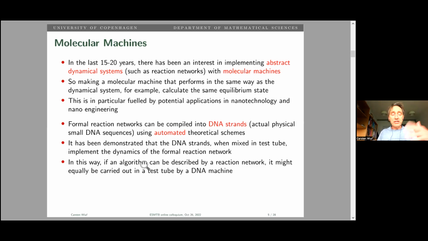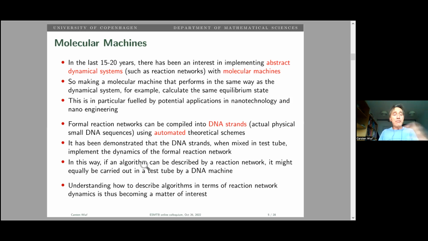And this is important to us: this means that if an algorithm can be described by a reaction network, then it can equally well be carried out in a test tube by a DNA machine. If an algorithm is described by a reaction network, we can compile it into a set of DNA strands, and these DNA strands, when put into a test tube, will do the same as the reaction network, meaning they will do the same as the algorithm. And that means that understanding how to describe algorithms in terms of reaction networks becomes a matter of interest.